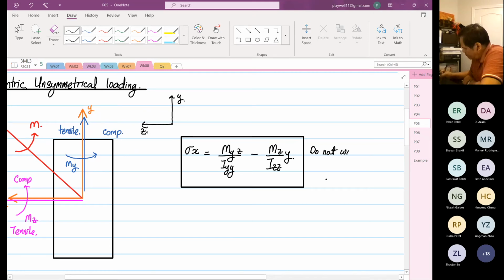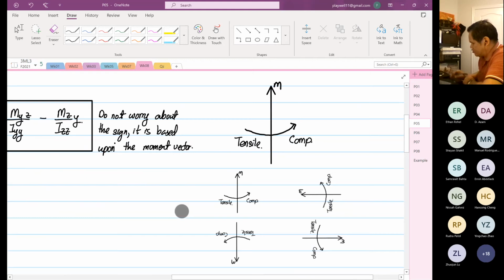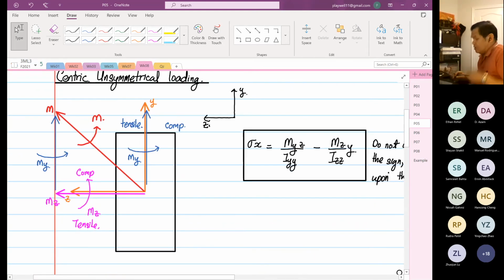Okay, do not worry about the sign. It is based upon the moment vector. That's why you don't see any textbook teaching you moment vectors on this. I deliberately want to teach you because now it can get really, really confusing.